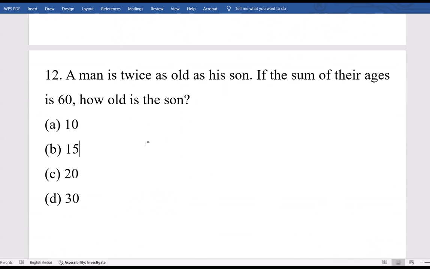Now what about this ages question? Just the terms we are injecting in your mind. Okay, profit and loss, ages, ratio concept, time and work, time and distance, average speed related stuff.